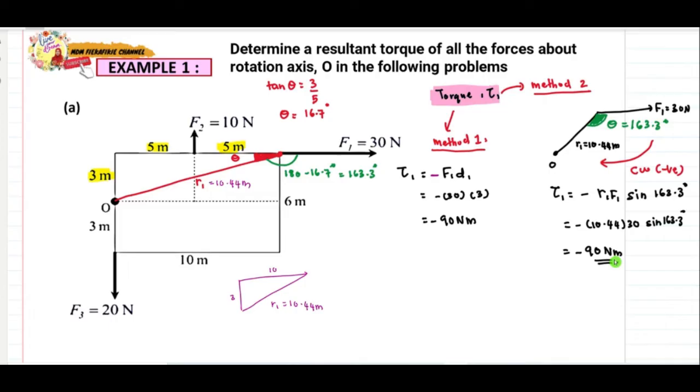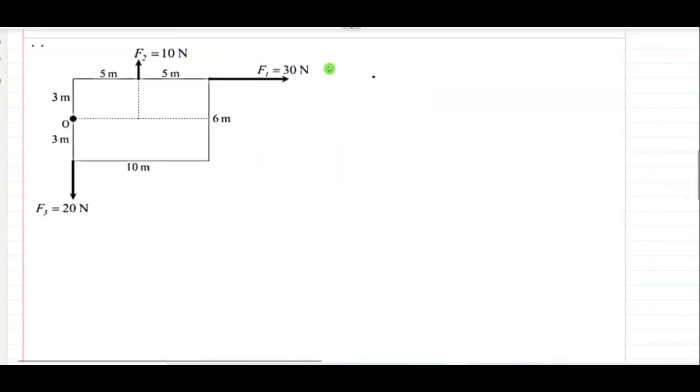Okay, jadi sekarang kita dah selesai kira torque 1. So kita akan proceed untuk kira pula nilai torque 2, torque due to the second force F2. Okay, jom kita cuba. Saya nak copy dulu. Jadi sekarang kita nak kira torque untuk F2, torque 2. Sama juga tadi, kita boleh buat first and second method. So terpulang kepada awak suka yang mana.